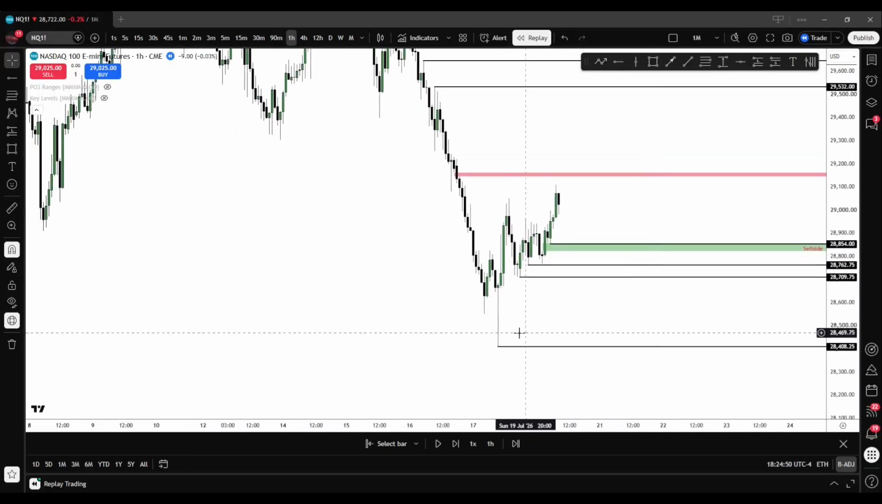Yeah, so this is previous week low. But it would be a whole crazy movement to expect us to go all the way from 20,060 to 28,000. That's just too much movement. But this will definitely be the idea.